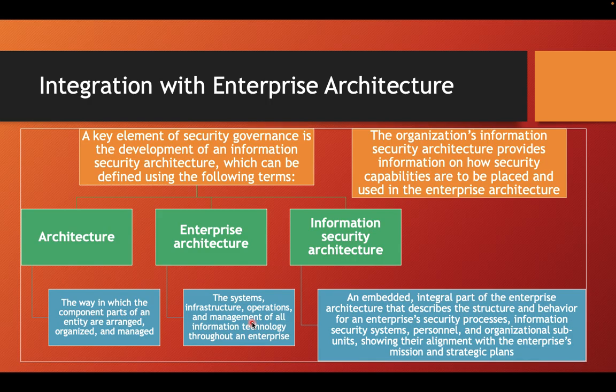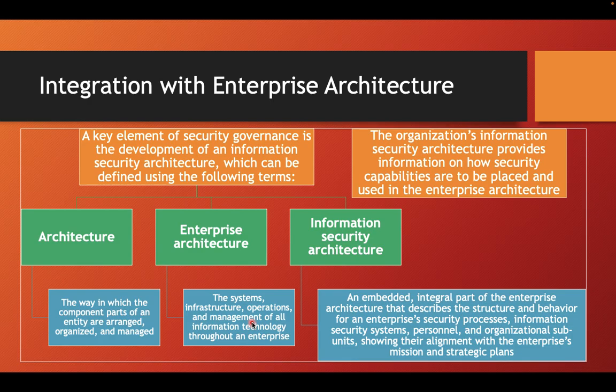Now let's take a look at this subsection: integration with enterprise architecture. A key element of security governance is the development of information security architecture, which can be defined using the following terms. One is the architecture. Number two is the enterprise architecture. Number three is the information security architecture. So in all of this, you see we're mentioning the word architecture.